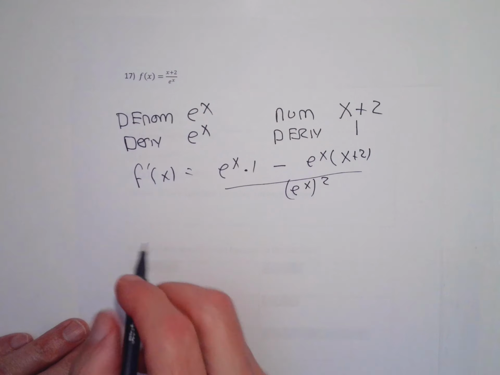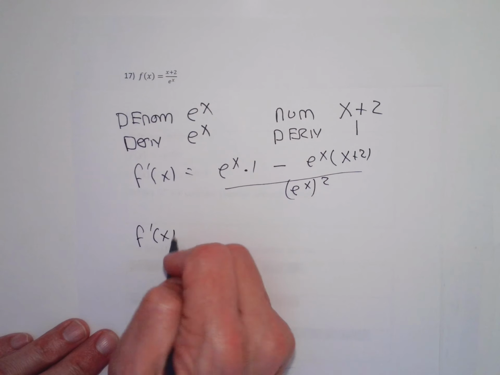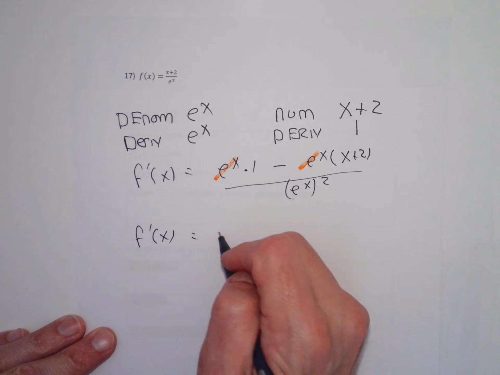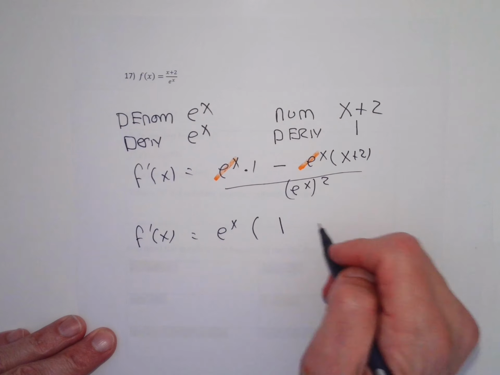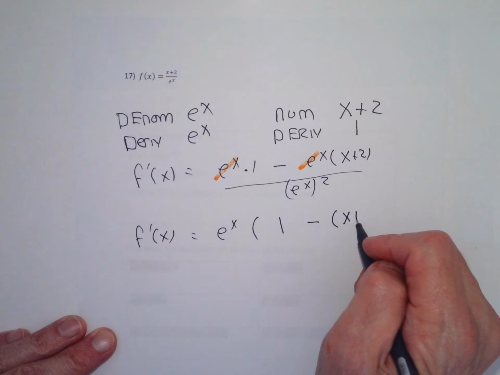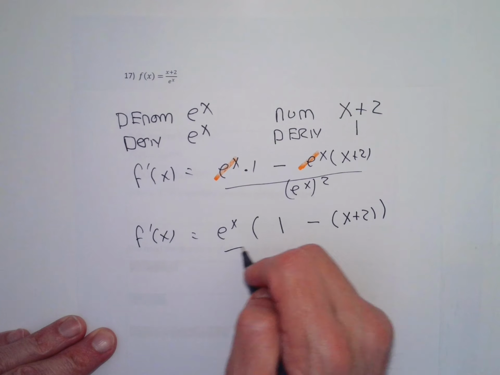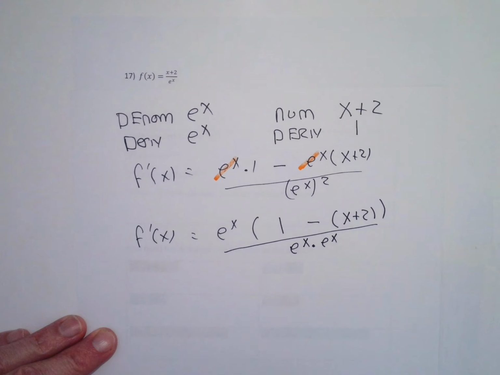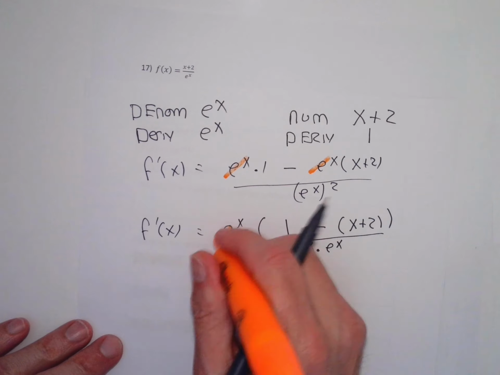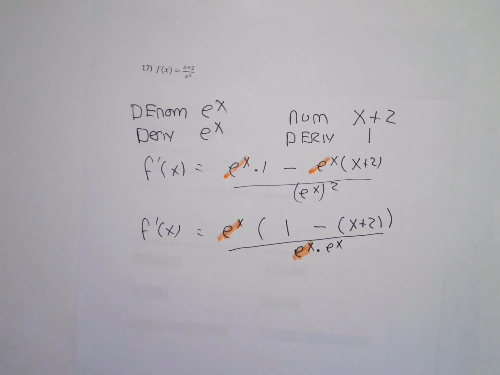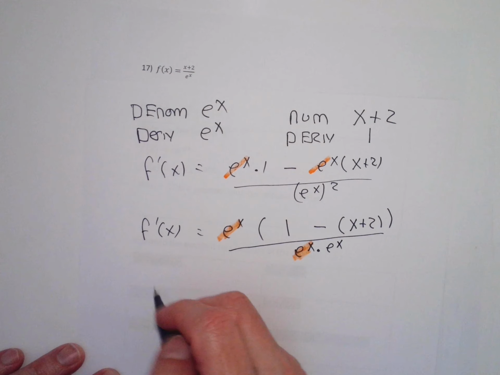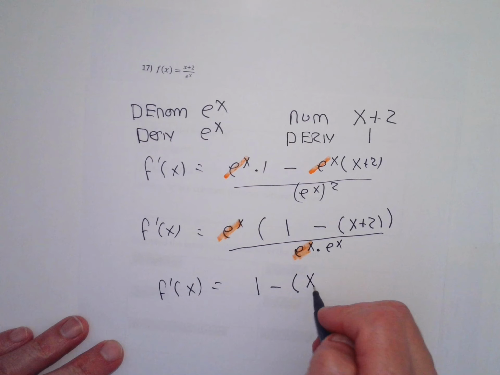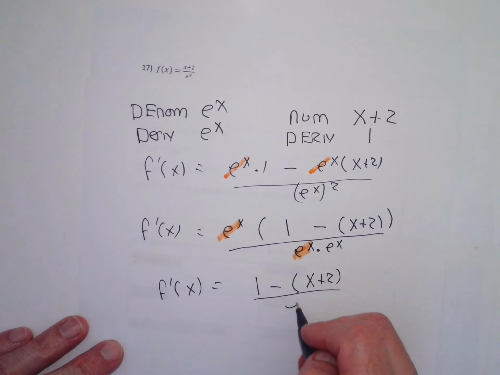Let me pull out that common factor of e to the x in the numerator and get my e to the x's attacked like I did the last problem. So pull out the common factor of e to the x. That leaves me with 1 minus, and I really need the parentheses yet for that x plus 2 in the numerator. In the denominator, I'm going to write it as e to the x times e to the x, so I can get this canceling done. When I do the canceling, I don't need the big parentheses in the numerator. I get the derivative is 1 minus parentheses x plus 2 over e to the x.